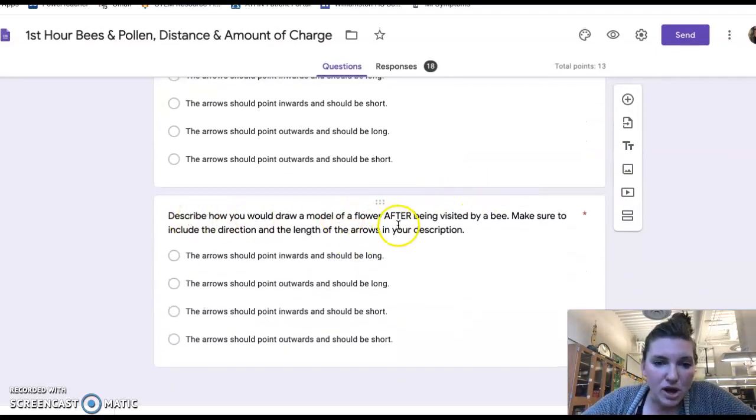So describe how you would draw a model of a flower after being visited by a bee. Make sure to include the direction and the length of the arrows in your description. Okay, so once that bee has come and that pollen has stuck onto it, then that bee has taken that negatively charged pollen away. So now that flower is going to have more of a neutral charge. It may still have some pollen on it, so it might have a slight negative charge, in which case it would have short, inwardly pointing arrows.